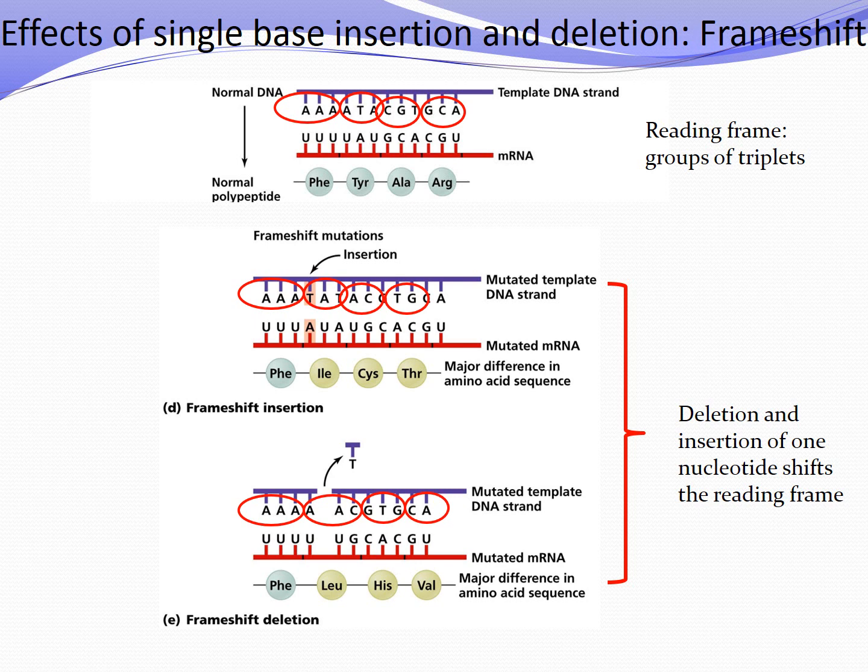Everything after the point of insertion, especially if this happens in the beginning of the sequence, right? So everything behind it is going to be affected. The second one here, you have deletion. Okay, so you have removal of one T, and that is this T right here. Okay, and the effect again is the same because you have the shift in the reading frame. So instead of ATA, now you have AAC. Okay, so taking the next one, which was on the third triplet right here, it becomes the second one, and so on.